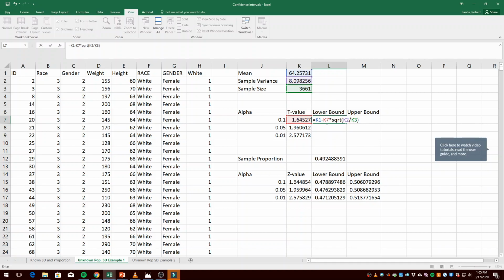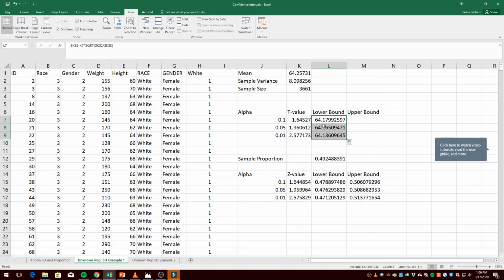So, just like before, I want everything to update except this t value. Sorry, I said that backwards. I want nothing to update except for the t value here. So I put dollar signs in front of every other cell reference. I then hit enter, and I can copy this down.